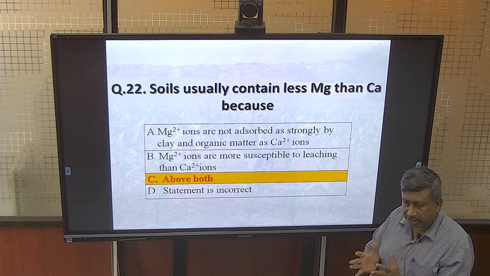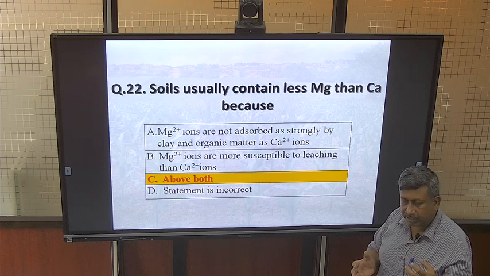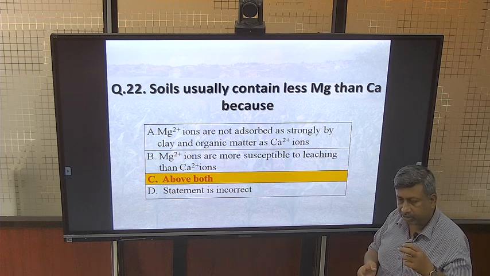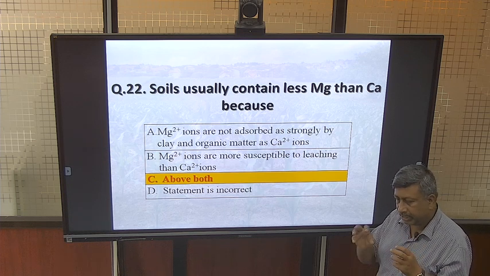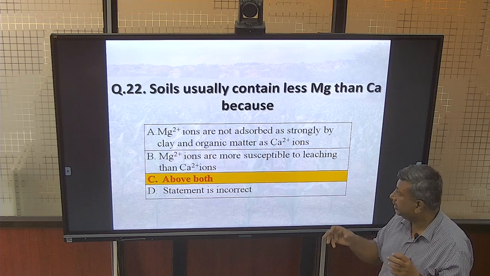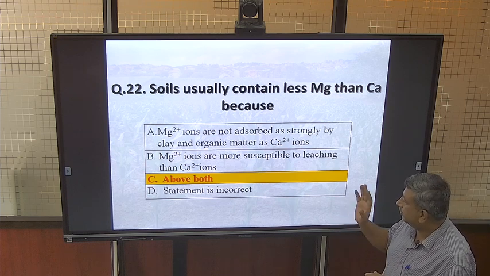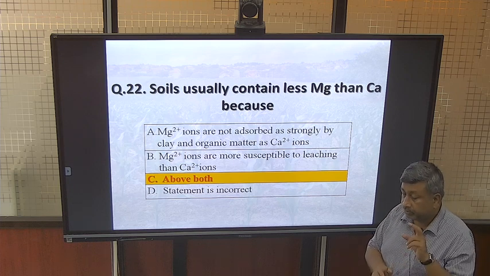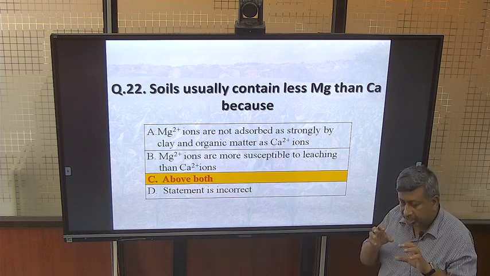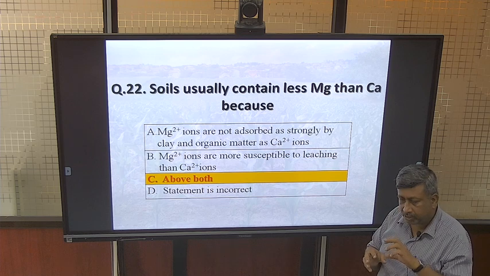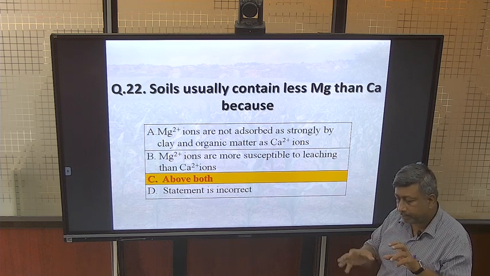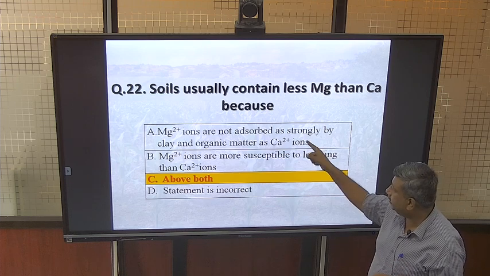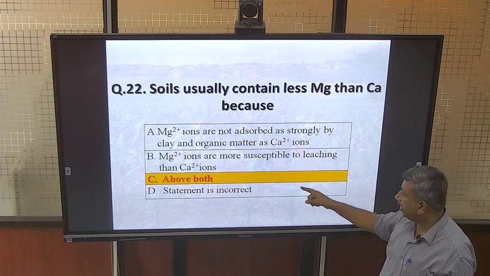So, when there is a competition, calcium gets the exchange site on clay and organic matter, and magnesium remains in soil solution and then leaches down. Magnesium ions are more susceptible to leaching than calcium ions, because calcium occupies the exchange sites on clay and organic matter, and magnesium stays in soil solution. So, more chances of leaching. That is why both options are correct and above both.